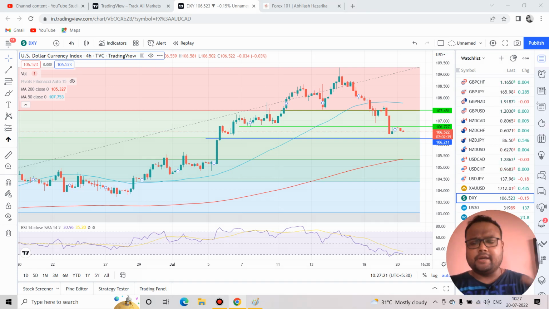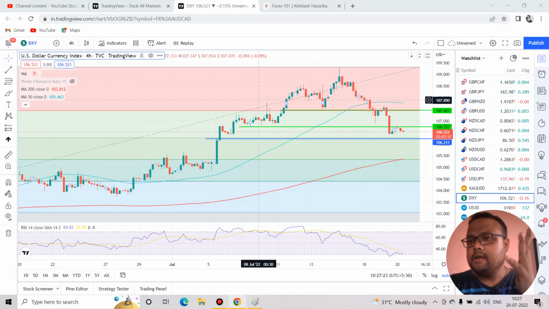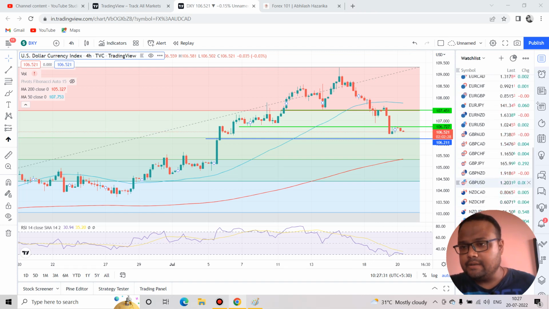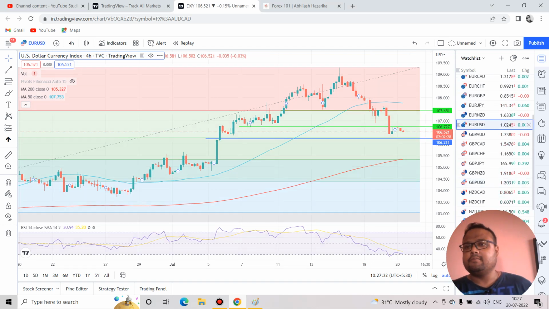So please be careful about whatever I have discussed just now, and please keep one eye on DXY if you trade on any USD pair, not only Euro USD, any USD pair. Now let's have a look at the chart of Euro dollar.